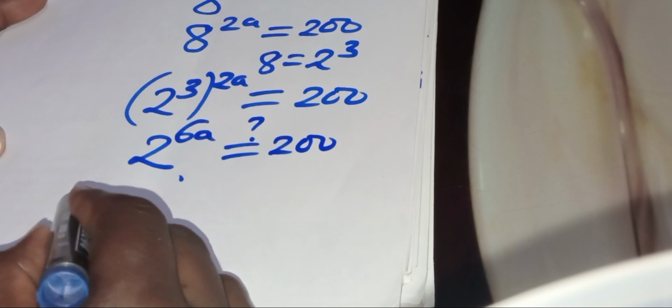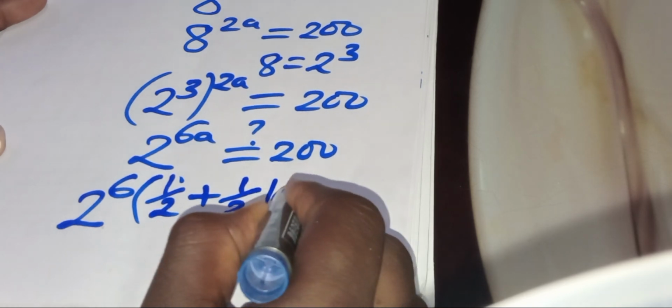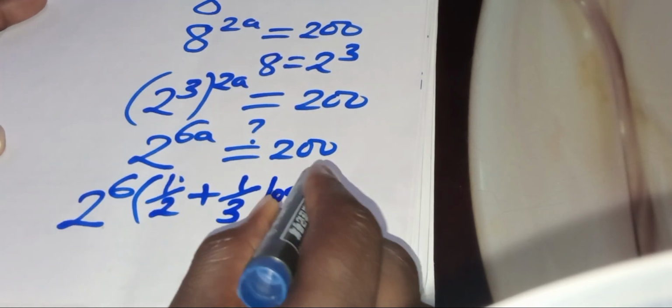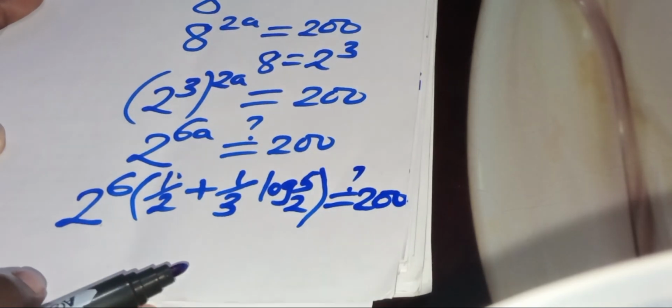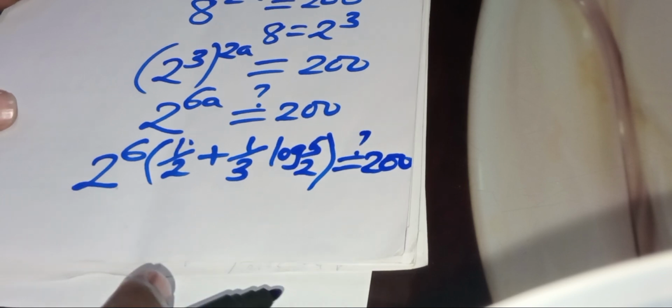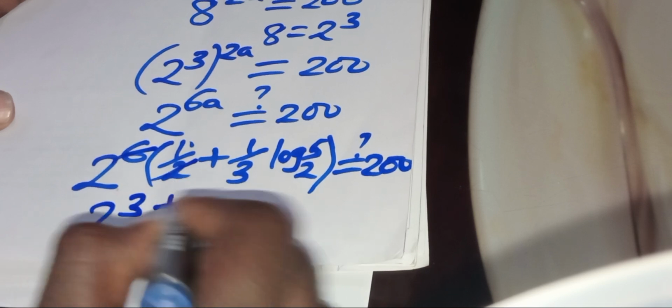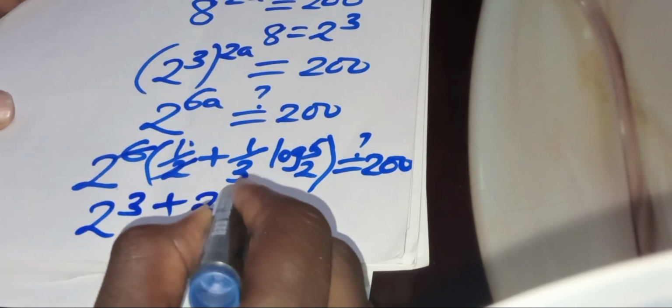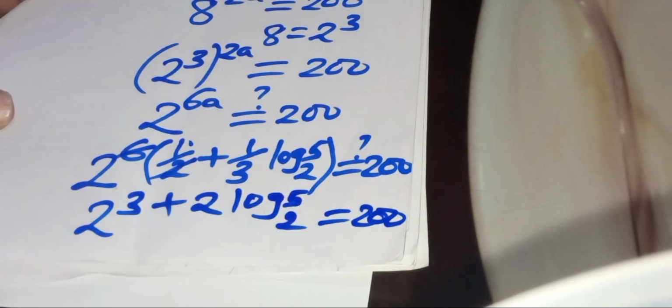Let's check this. Substituting the value of a, we'll have 2 to power 6 times the value of a, that is a half plus a third log 5 to base 2. This should give us a value of 200. So let's simplify this further, so that we'll have 2 to power 3 plus 2 log 5 to base 2. This should give us a value of 200.